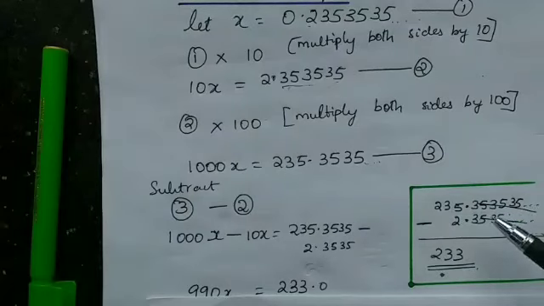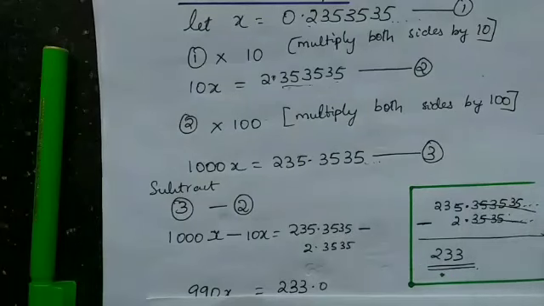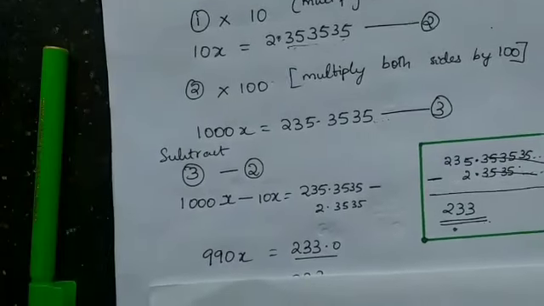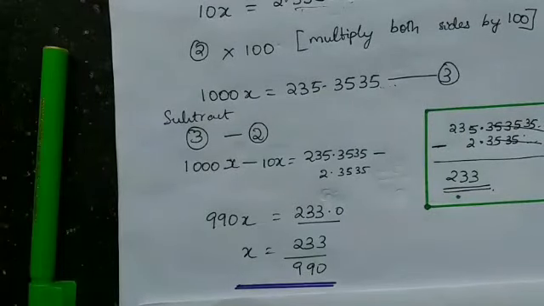Done here. Let's check. 235.3535 minus 2.3535. All these 35s get cancelled. What remains here is 233. So 1000x minus 10x is 990x is equal to 233. So x is equal to 233 by 990. Thus we have expressed this also in the form p by q.